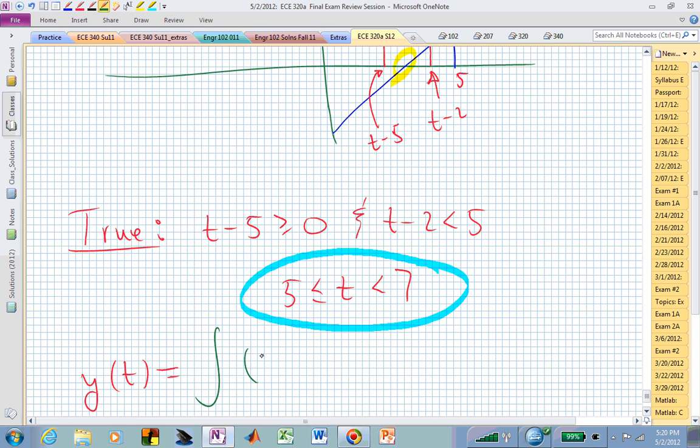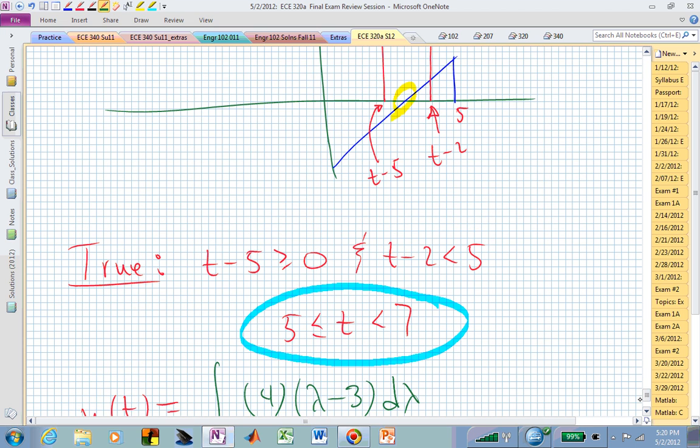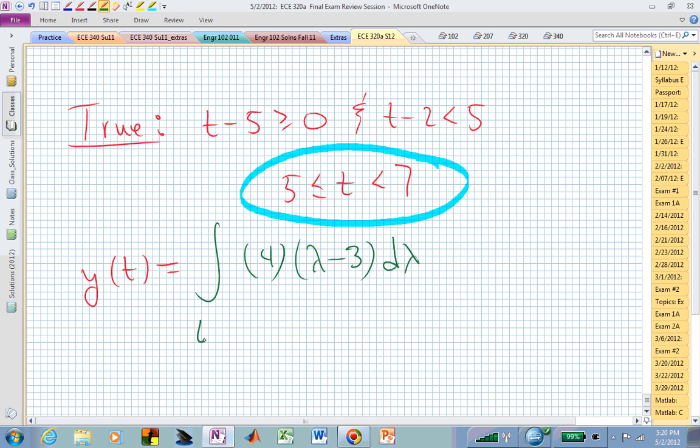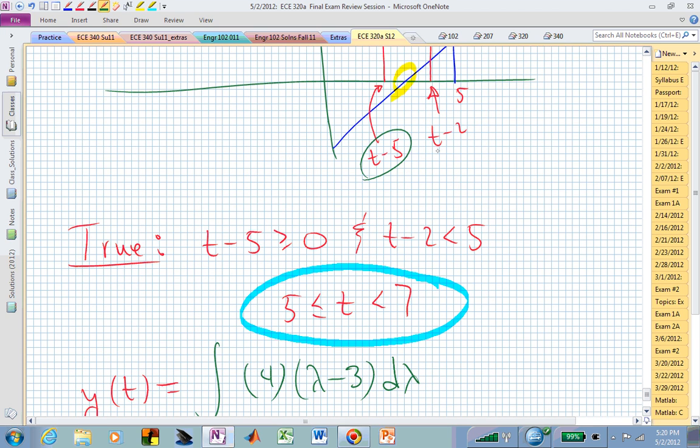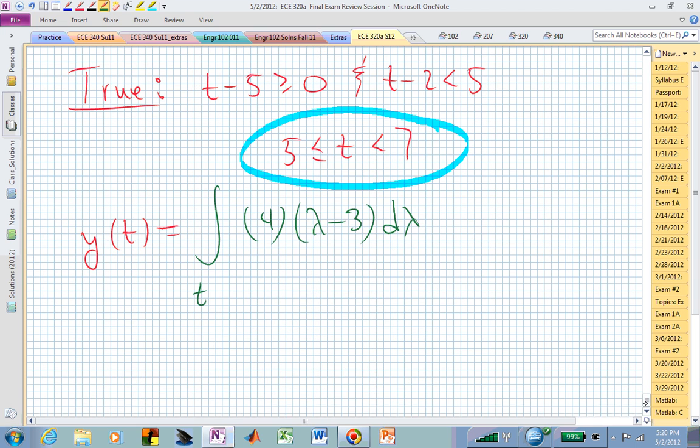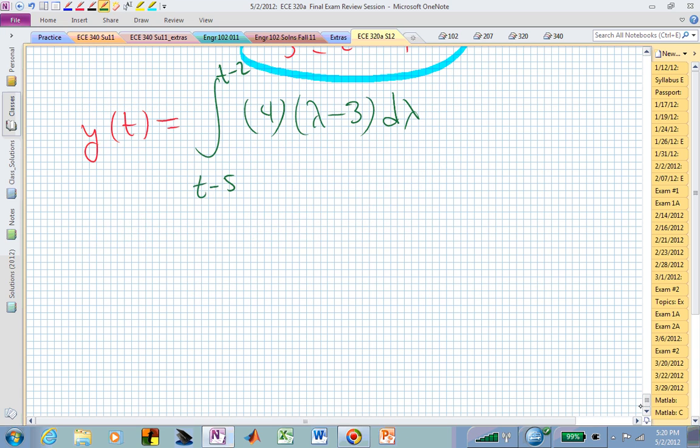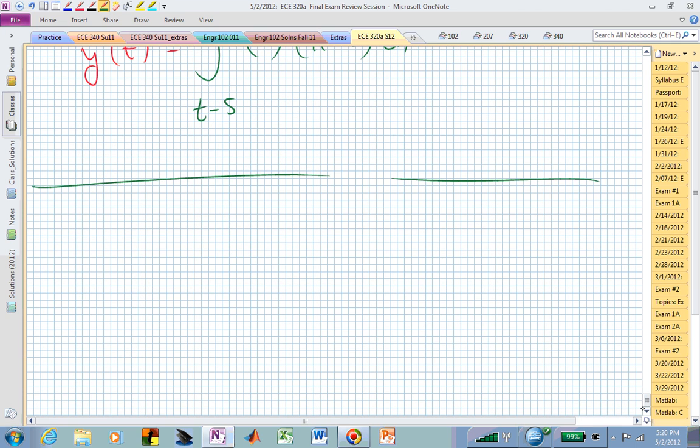I'm now integrating. I have h. My x is still lambda minus 3 d lambda. The only hard part now are the limits of integration, and that, I hope, is becoming easier at this point. And what are my limits of integration? It will be this up to that. So I have from t minus 5 to t minus 2. Is that okay? Then I really only have one more overlap pattern before things disappear again.